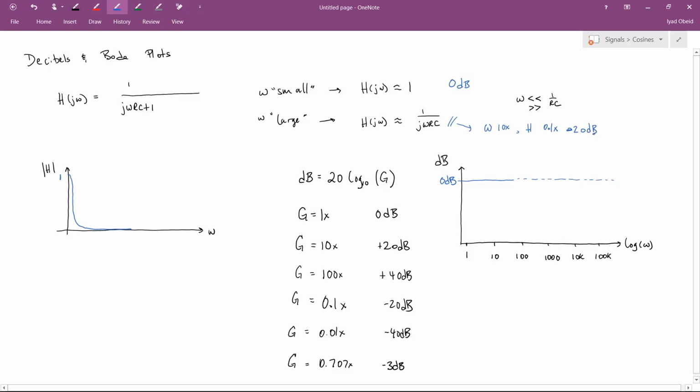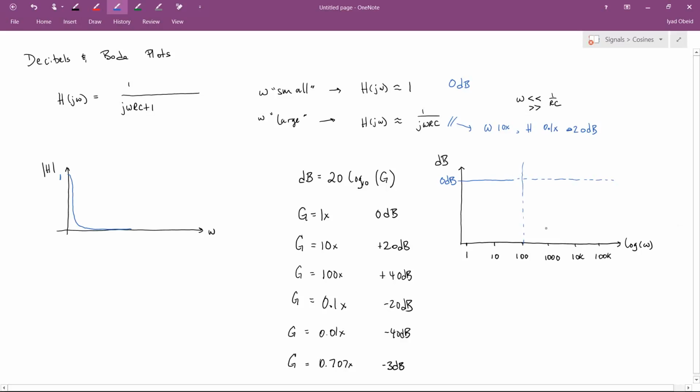So in other words, at high frequencies, every time my frequency gets 10x bigger, my gain gets smaller by 20 decibels. So let's try that out and see what happens. So let's say my cutoff frequency is 100 rads per second.